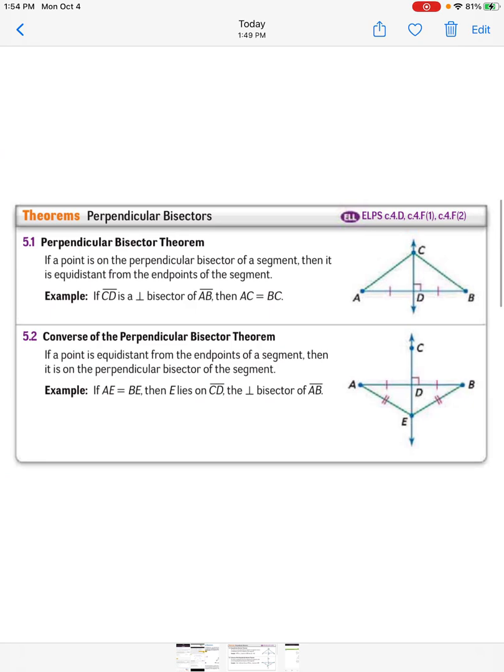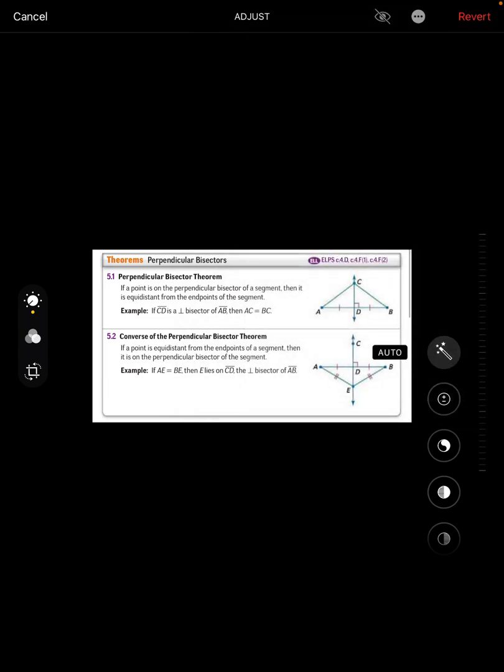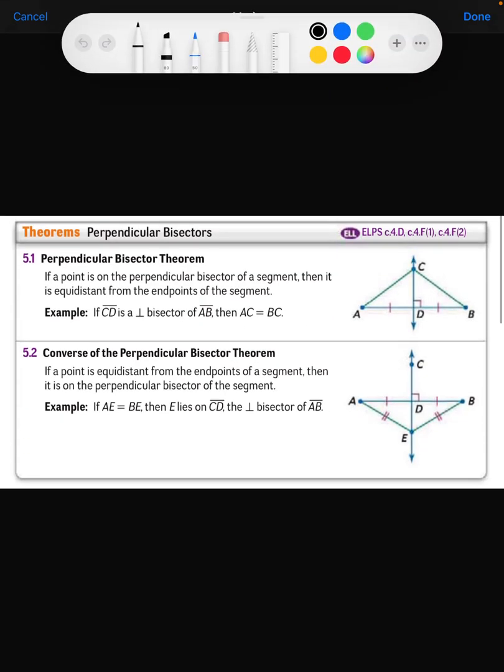The perpendicular bisector theorem tells us that if a point is on the perpendicular bisector, so if CD is our perpendicular bisector, then C is a point on the perpendicular bisector. That point is going to be equidistant from the endpoints, so equidistant from A and B. So we know that AC and BC are going to be equal to each other.